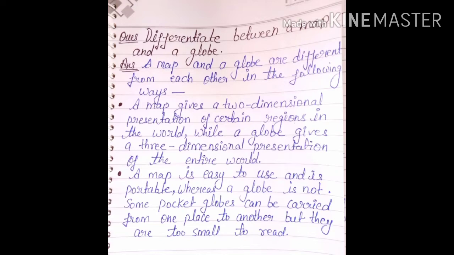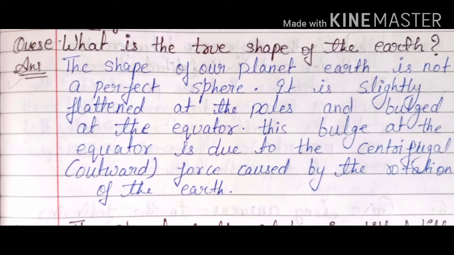The next question is, what is the true shape of the Earth? The shape of our planet Earth is not a perfect sphere. It is slightly flattened at the poles and bulged at the equator. This bulge at the equator is due to centrifugal outward force caused by the rotation of the Earth.